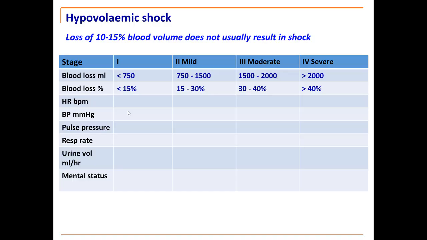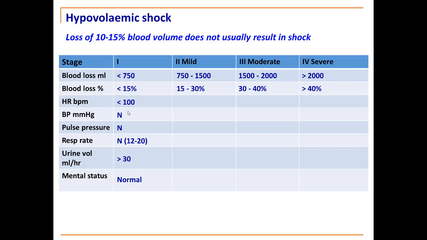Okay, so let's have a look at what's happening in stage 1. Your heart rate should remain below 100 beats per minute. Blood pressure should remain fairly normal because your compensatory mechanisms will kick in and maintain it. Therefore, your pulse pressure should also remain normal. Respiratory rate is around the normal range, somewhere in the 12 to 20 range. Urine volume is still reasonable at more than 30 mils per hour, and your mental status should be fairly normal as well.